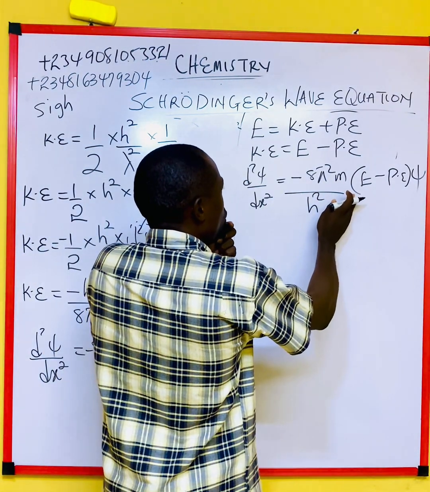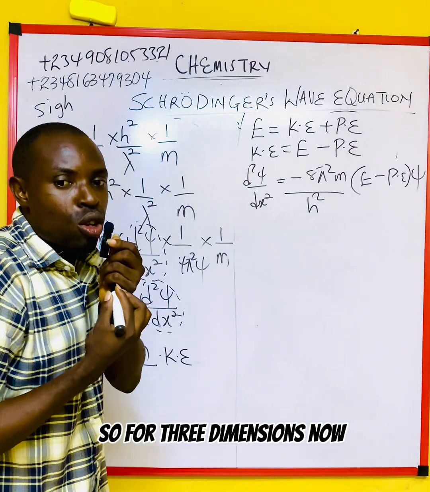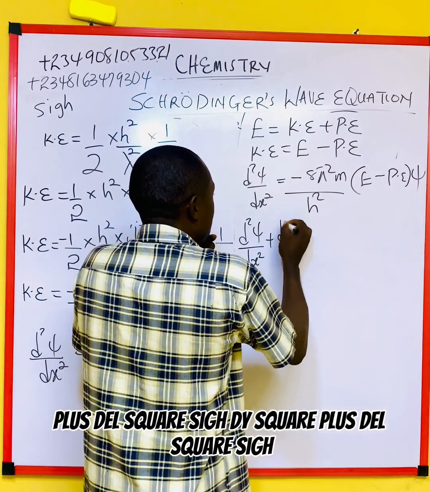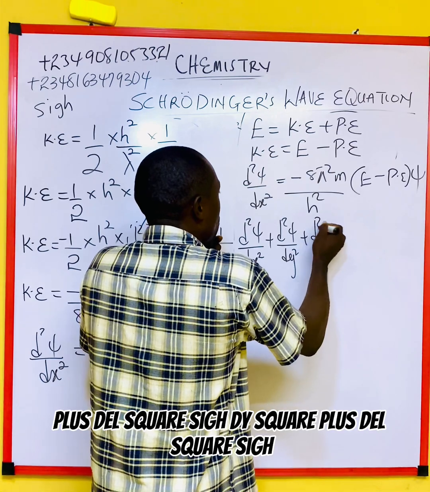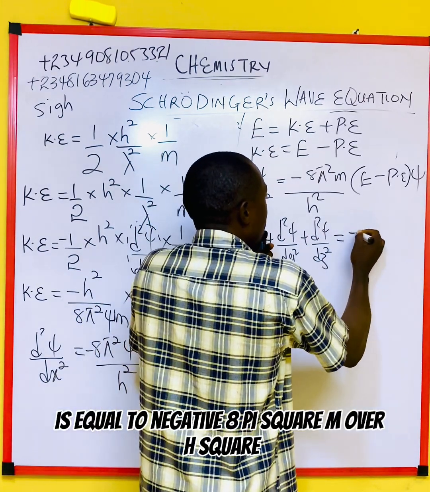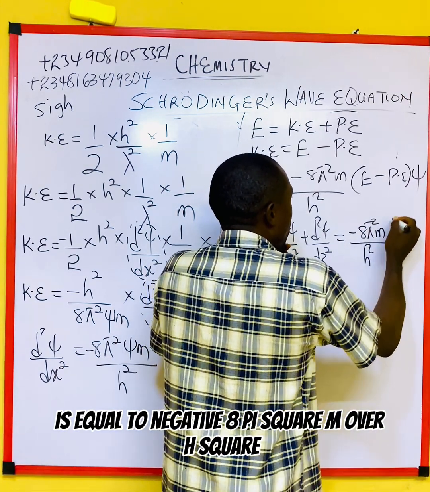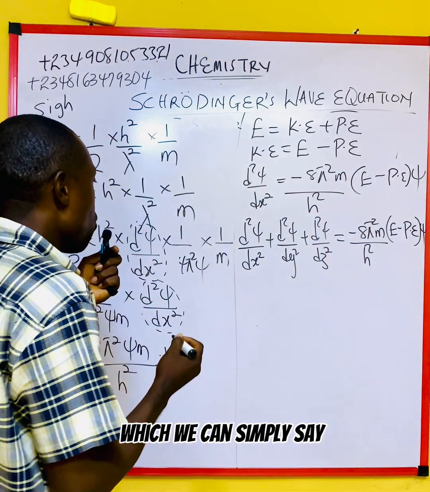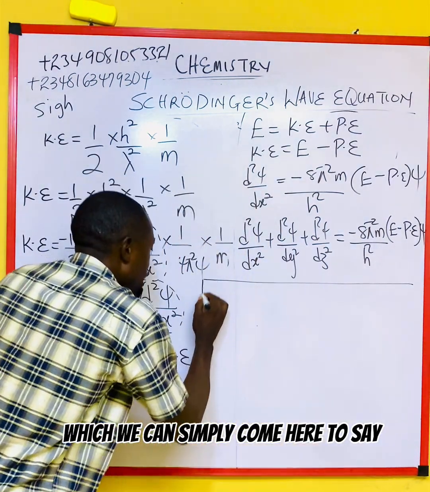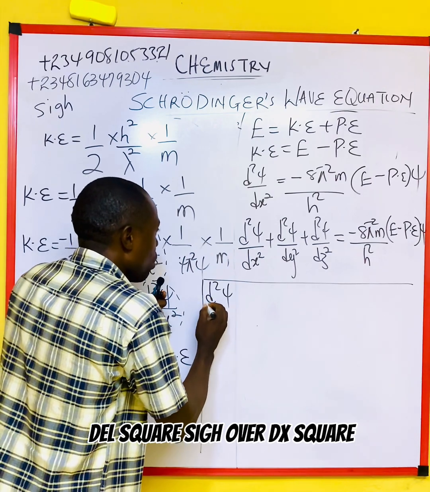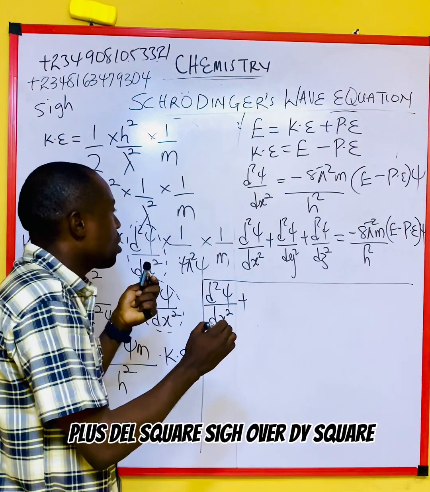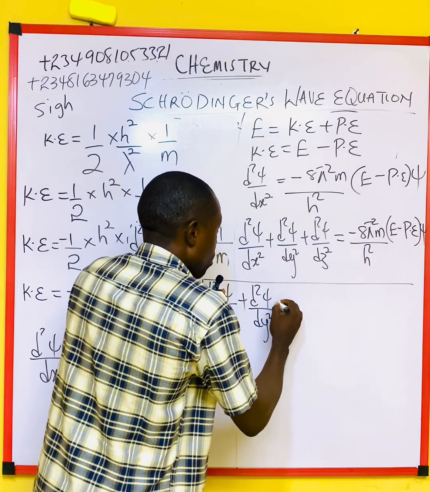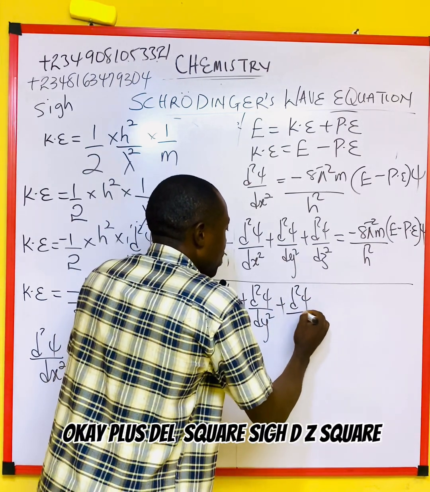So what you are having here now is for one dimension. So for 3 dimensions now, here becomes d squared psi over dx squared plus d squared psi over dy squared plus d squared psi over dz squared is equal to negative 8 pi squared m over h squared, then total energy minus potential energy, psi. Which we can simply come here to say d squared psi over dx squared plus d squared psi over dy squared plus d squared psi over dz squared.